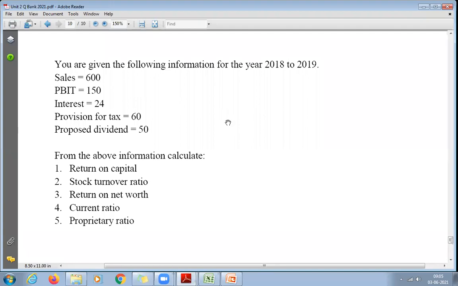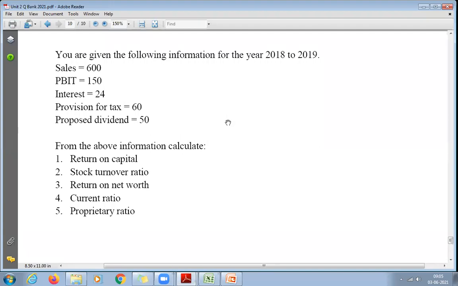like sales, PBIT. What is PBIT? Anyone? Profit before interest and tax. Yeah, I think you will be learning now. You might have learned in income statement, and now again you're learning in leverages, right? Baby sir is teaching you. So PBIT is profit before interest and tax. That is 150. Then interest is 24. Provision for tax is 60, and proposed dividend is 50. Okay, that is the data he has given us.